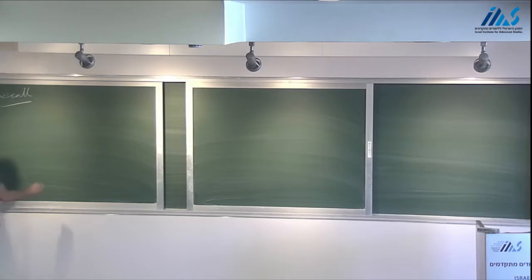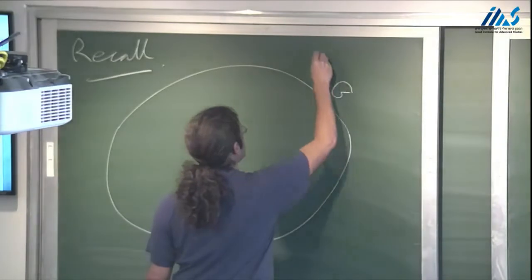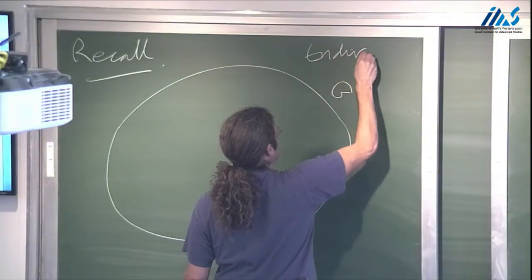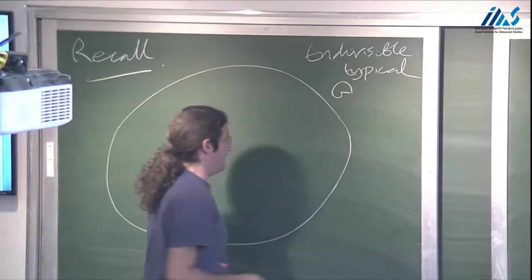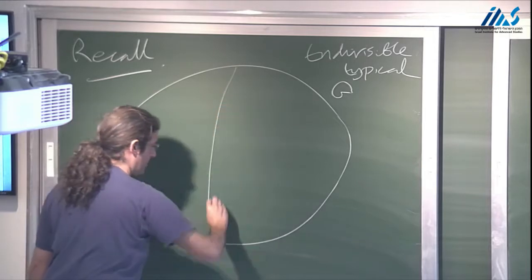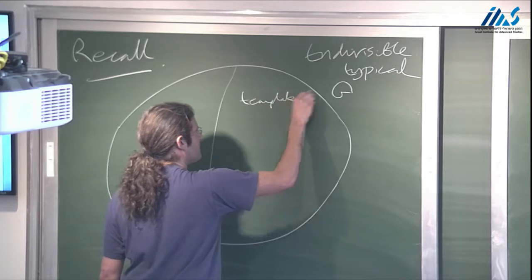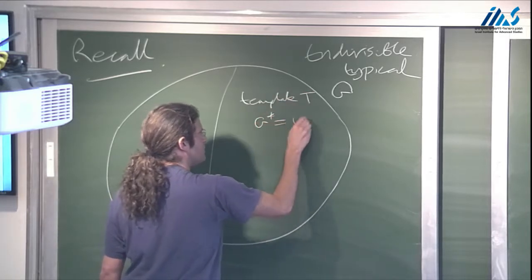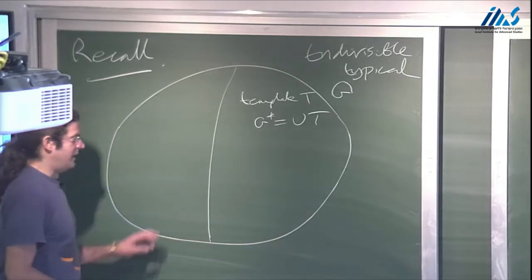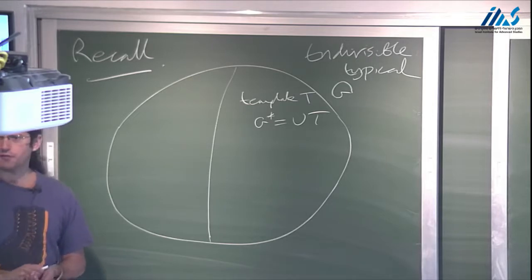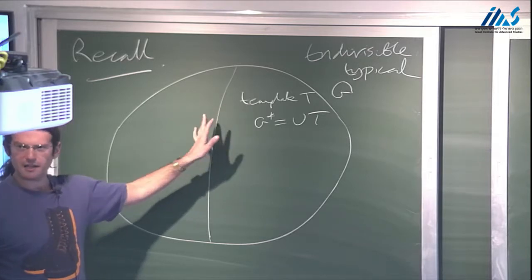Okay, so let's recall where we're up to. So we have this graph G, which is tri-divisible and typical. So then we chose a template T, and G star is the union of T. So this covered some constant proportion of the graph, which is a constant proportion of the edges, but I'm representing it schematically like this.